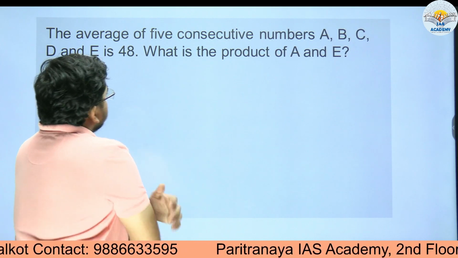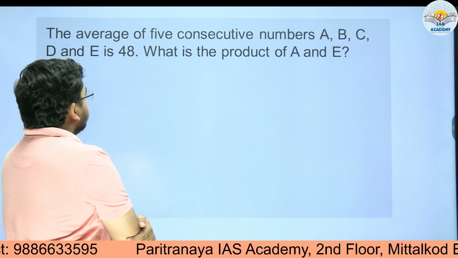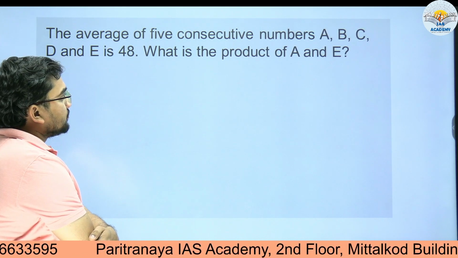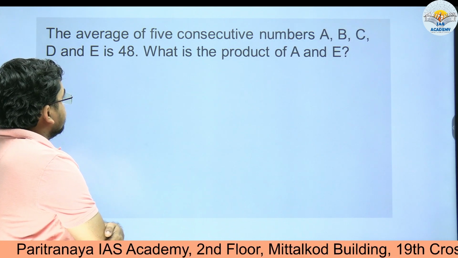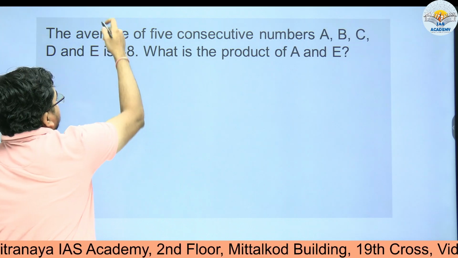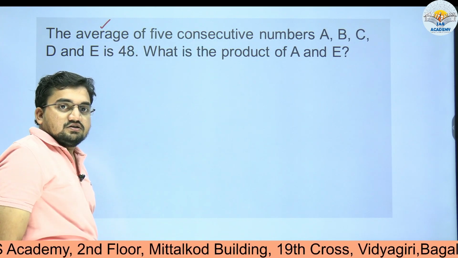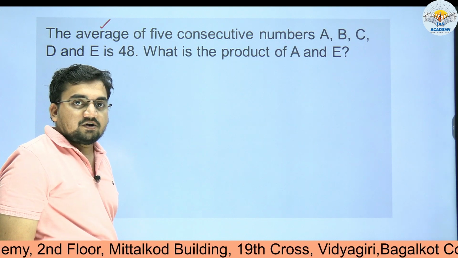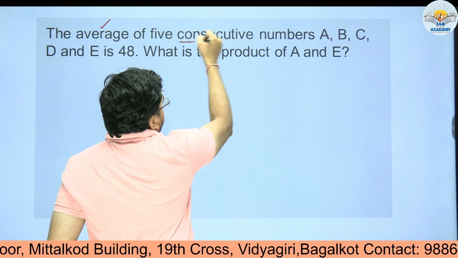The next question is: the average of 5 consecutive numbers A, B, C, D and E is 40. What is the product of A and E? First we have to understand the question. In this question, you know what average is. Just now we studied the formula: sum of observations divided by number of observations. Second, 5 consecutive numbers.